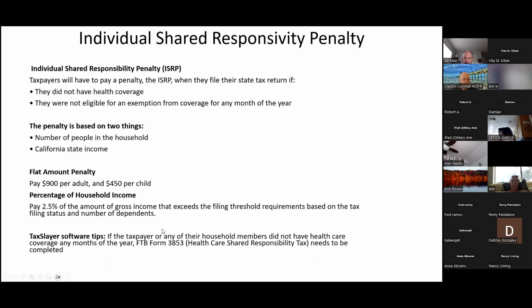And then you can see at the very bottom, if you do have to pay that shared responsibility tax, that penalty, the California Form 3853 is the one that needs to be populated in the software.